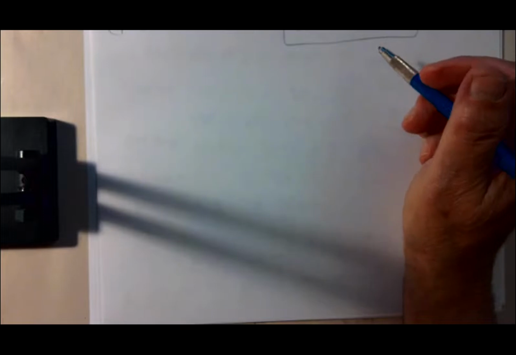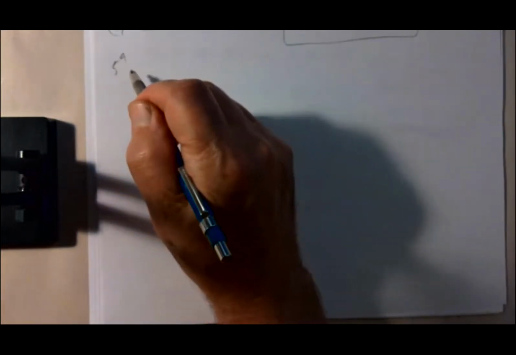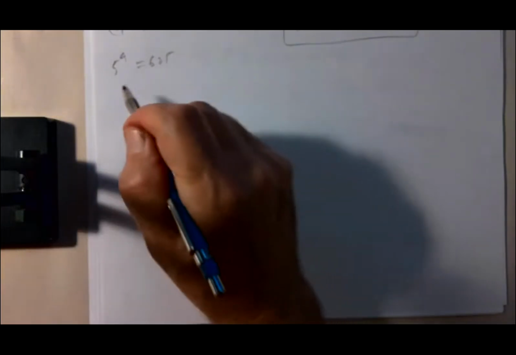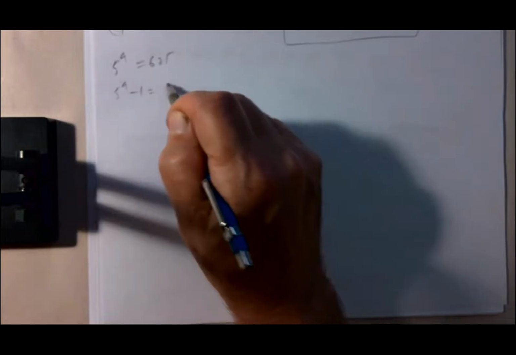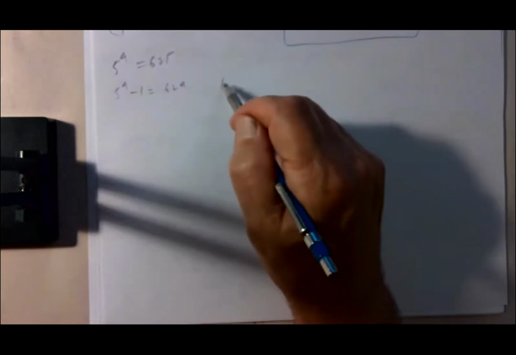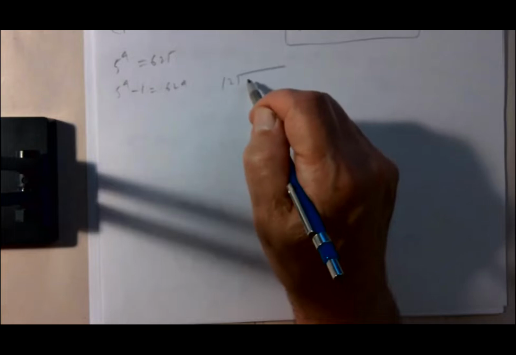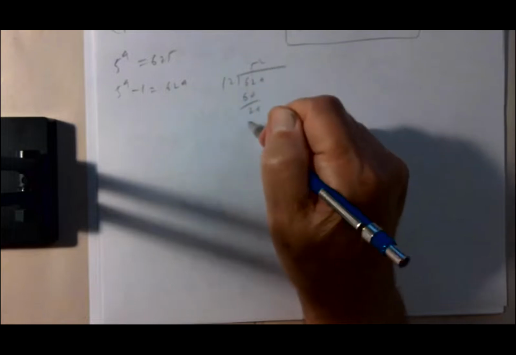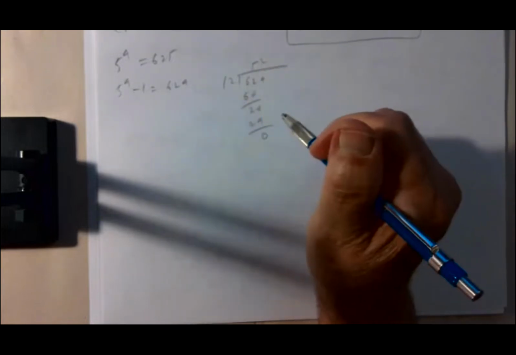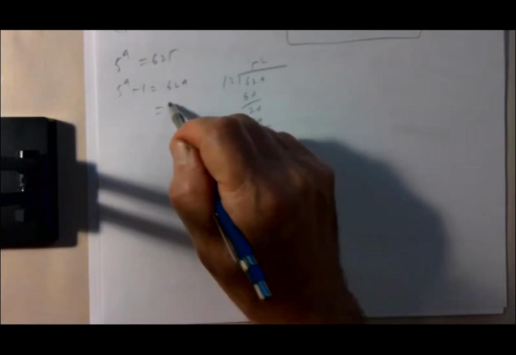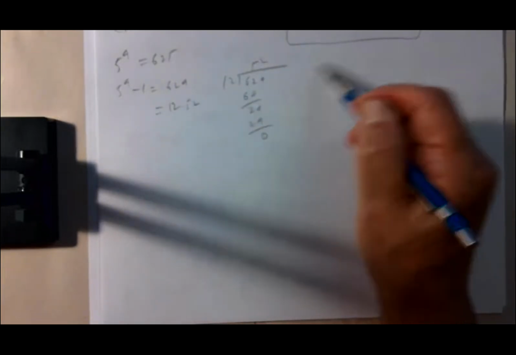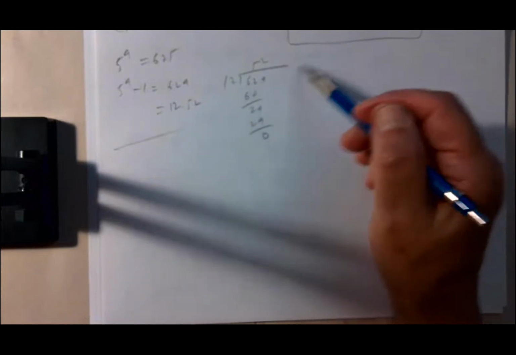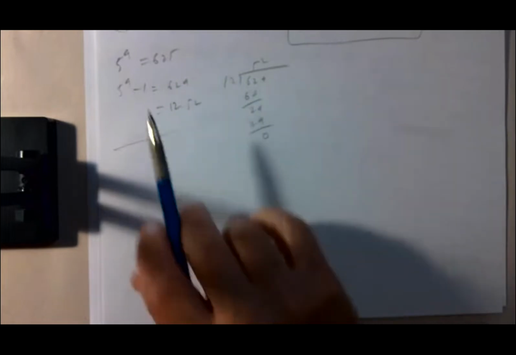If we wanted to check, what is 5 to the 4th? 5, 25, 125, 625. 5 to the 4th minus 1 is 624. If I divide 12 into 624, it goes 52 times. This is 12 times 52. So if you didn't know Euler's theorem, you just do the calculation and you get this result.